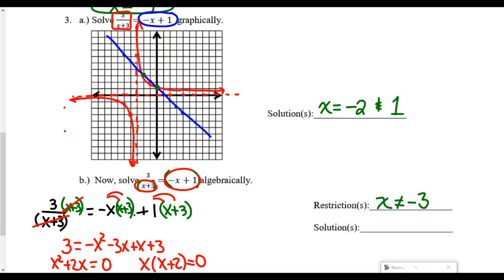So when I solve this, my first factor gives me x equals 0. And my second factor gives me x equals negative 2. I checked to be sure neither one of those is on my restriction list, and they're not. So it looks like x equals 0 and x equals negative 2 are my solutions. Now remember, I just solved the same problem algebraically and graphically, so I should get the same answer.